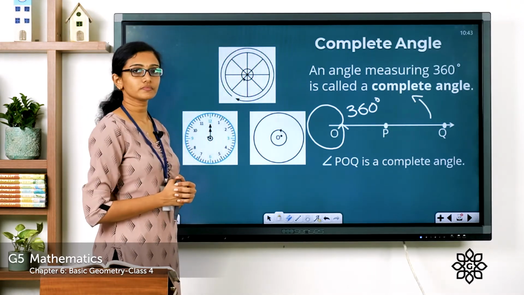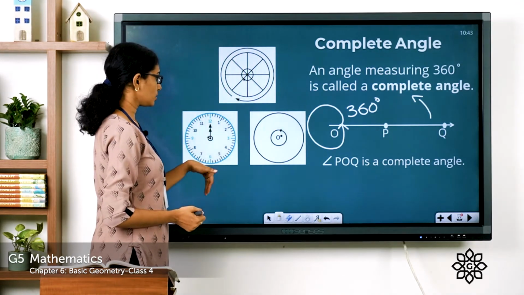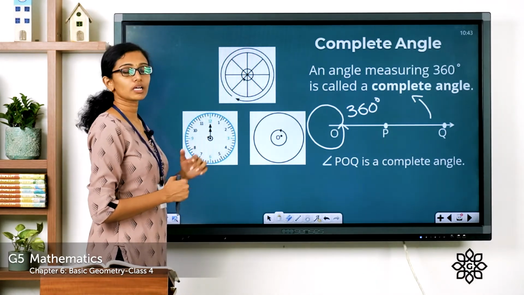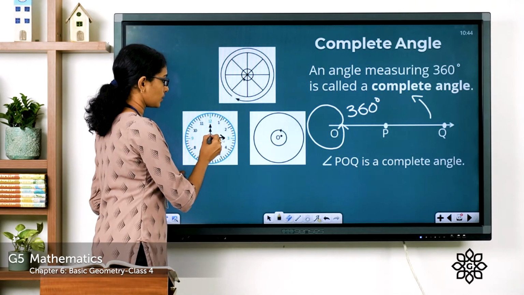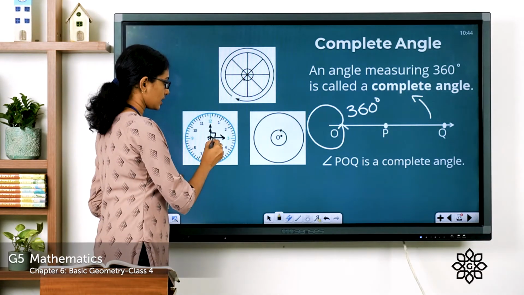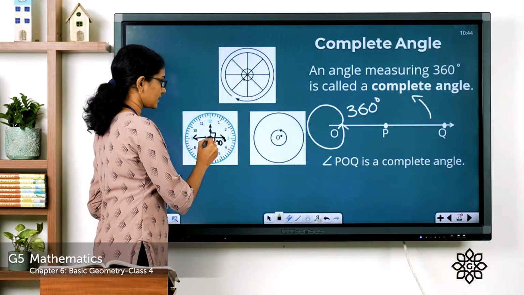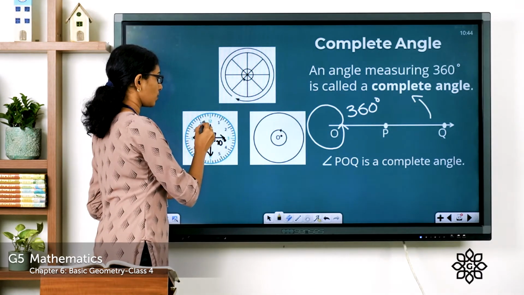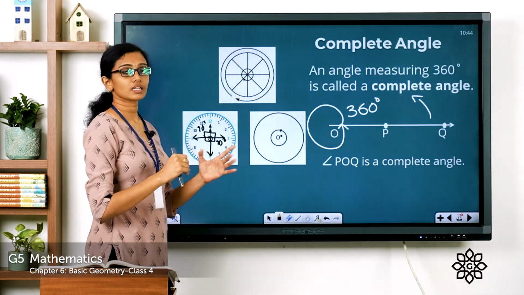And this clock, see, when the hour hand starts from 12, it goes on rotating, and when it comes back to 12 itself, it would have turned to an angle of 360 degree. Why? When it reaches here, it would have turned to an angle of 90 degree. When it reaches here, another 90 degree. When it reaches here, again a 90 degree, and when it comes back to its initial position, it would be one more 90 degree. So 90 degree 4 times, it would have turned to 360 degree.